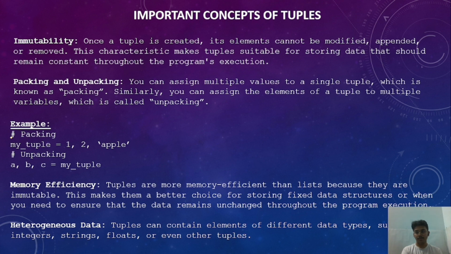So here for packing, my_tuple equals 1, 2 and apple. For unpacking, a, b, c equals my_tuple, so this is unpacking. Memory efficiency. Tuples are more memory efficient than lists because they are immutable. This makes them a better choice for storing fixed data structures or when you need to ensure that the data remains unchanged throughout the program's execution. Heterogeneous data. Tuples can contain elements of different data types such as integers, floats, strings or even other tuples.